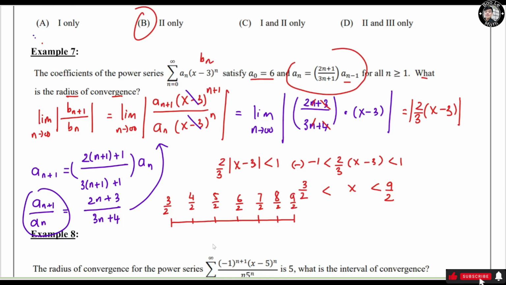And observe that the center is right here, right? The distance from here to here is the radius, right? So radius is 9 over 2, subtract 6 over 2, it would be 3 over 2. And this one is the final answer.